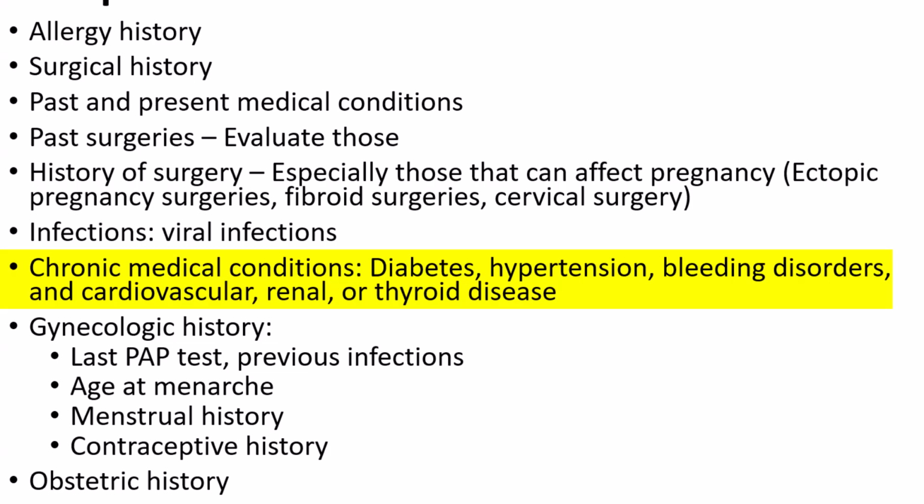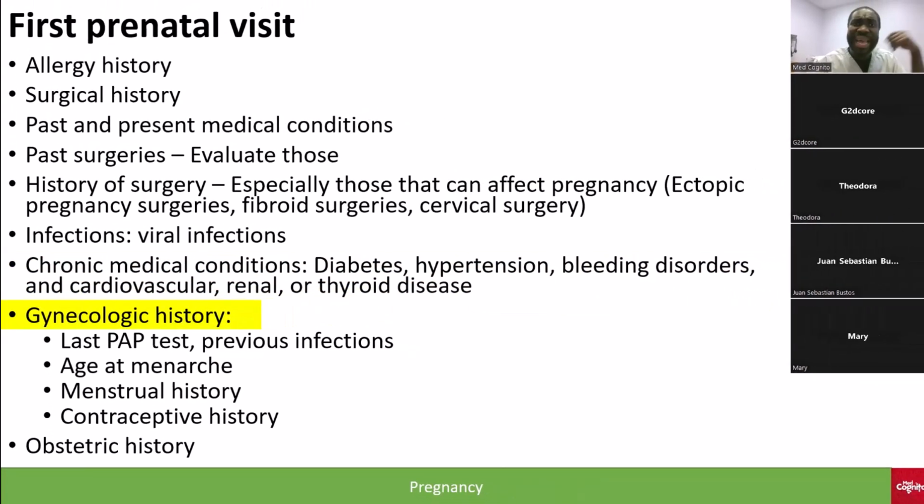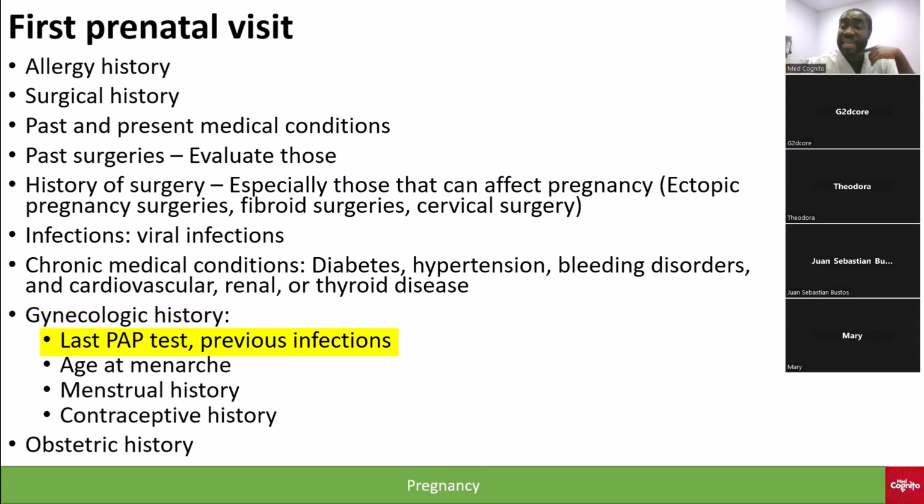Yeah. And then you want a gynecological history. When was the last pap test? Has the patient had any previous infections? For example, any STI, because STIs can predispose to abnormal fallopian tubes, which can predispose you to ectopic pregnancy, right? Age at menarche. Menarche is the first time the patient had her menses. What has been the patient's menstrual history? Is it regular? Is it irregular? Is it heavy? How many pads does the patient use? Does the patient bleed in between menses?